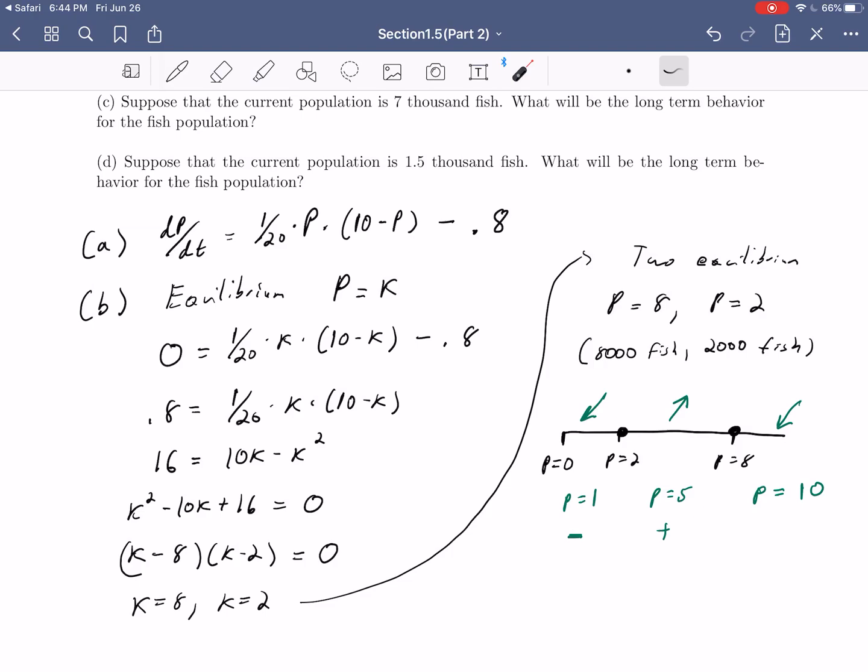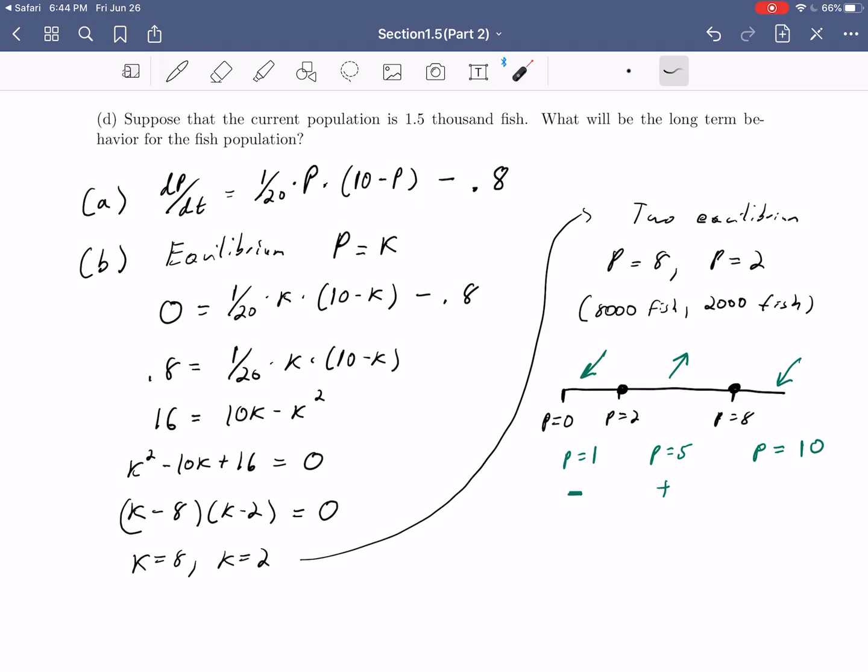So what do we notice here? Well, what we're basically saying is if your population starts in here, it's going to decline down to 0. In other words, the population is going to run out. If your population starts somewhere between 2,000 and 8,000, it's going to rise until it eventually tends towards 8,000. And if your population starts above 8,000, it's going to tend down back to 8,000. If for some reason you started right at 2,000 or 8,000, then it would just stay stable at those equilibria.